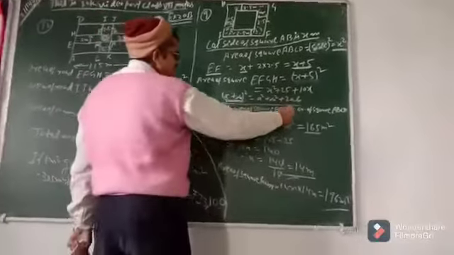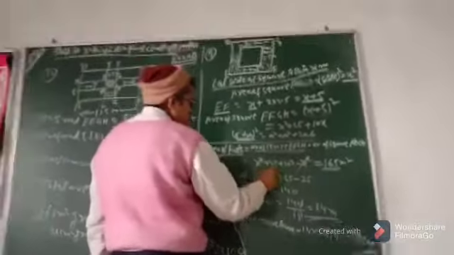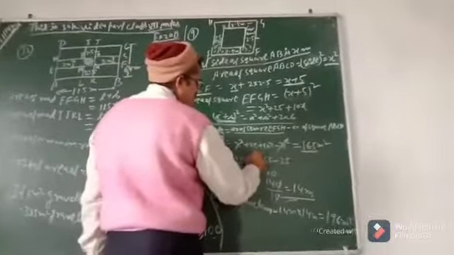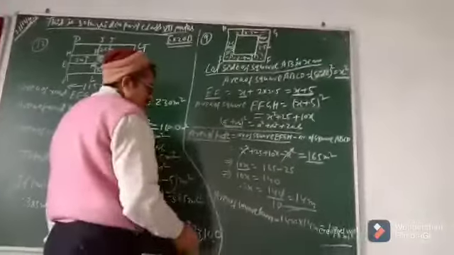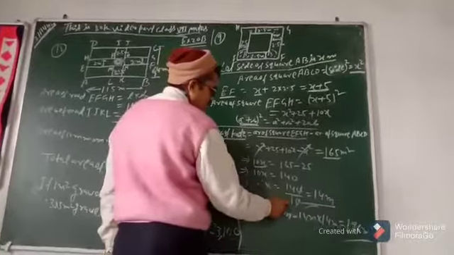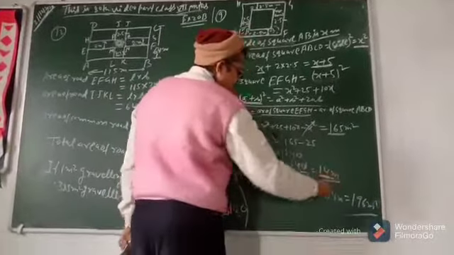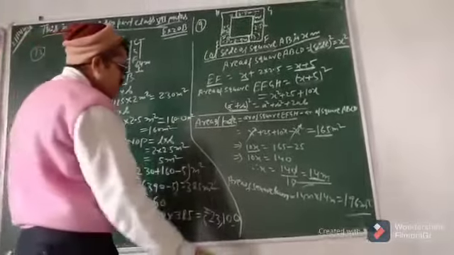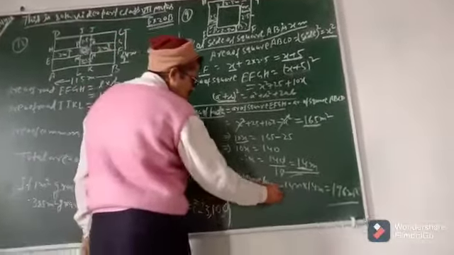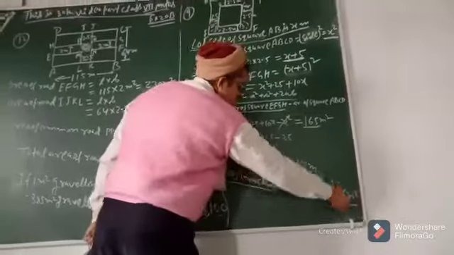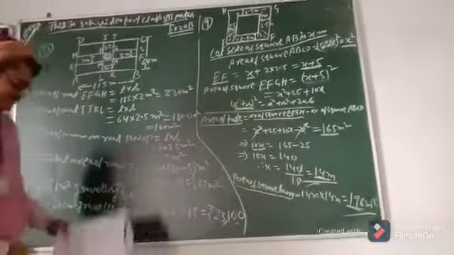So x square cancels. So 10x is equal to 165 minus 25. 25 goes to this side. So 10x is equal to 140. So x is equal to 140 by 10. So we get 14 meter. Now we have found the side of the square, 14 meter. Now area of the square lawn is equal to 14 into 14, means 196 meter square. This is your answer.